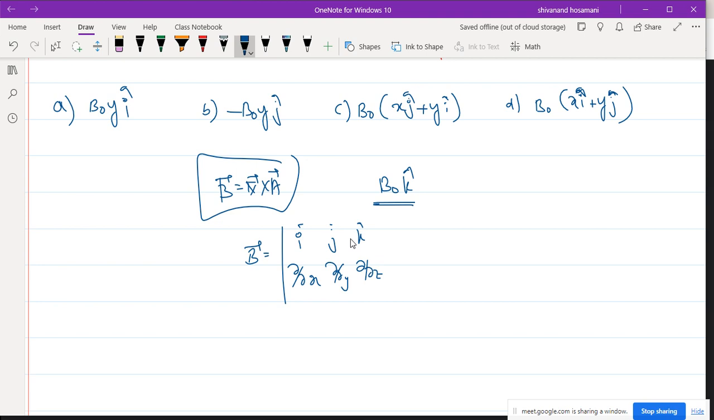You have to check all options. When you check all options, which answer comes? Let us put this B naught y. Put B naught y and see what the answer is. If you put B naught y, it is in the I cap direction. So if I take this B naught y 0 0, then what is the result of B?